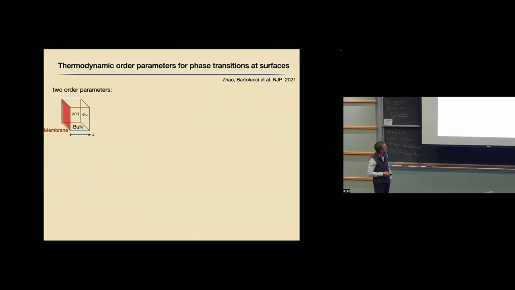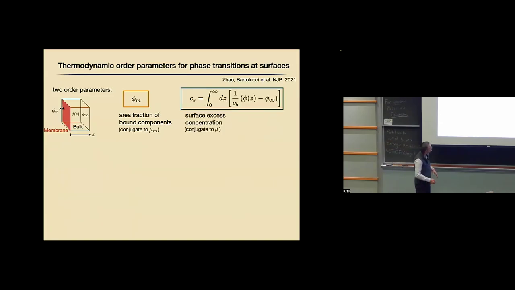Then you can look at what happens at equilibrium, first of all. Now we have stuff in the membrane and stuff adjacent to the membrane, so you come up with two order parameters in the problem. Actually, not come up with them, that's very important. Thermodynamics dictates these two order parameters, so there's no choice. If you look at what is conjugate to the chemical potential of the membrane, it's simply the amount of bound molecules you have on that surface. And the conjugate to the bulk chemical potential is what is called the surface excess concentration. It's a very beautiful quantity.